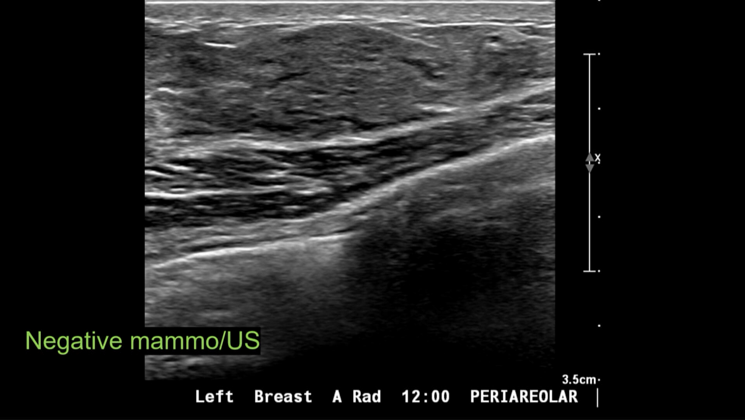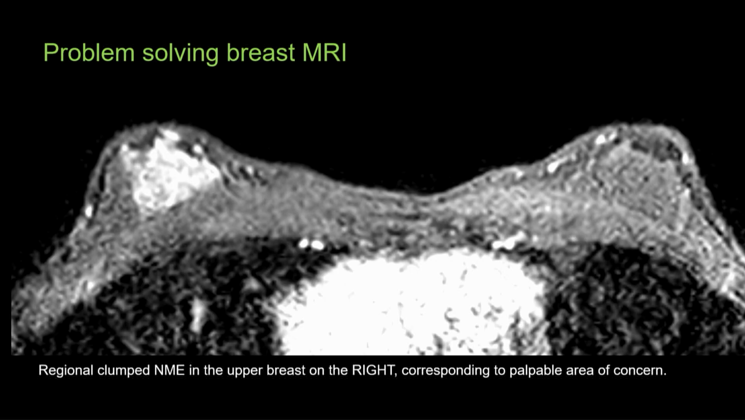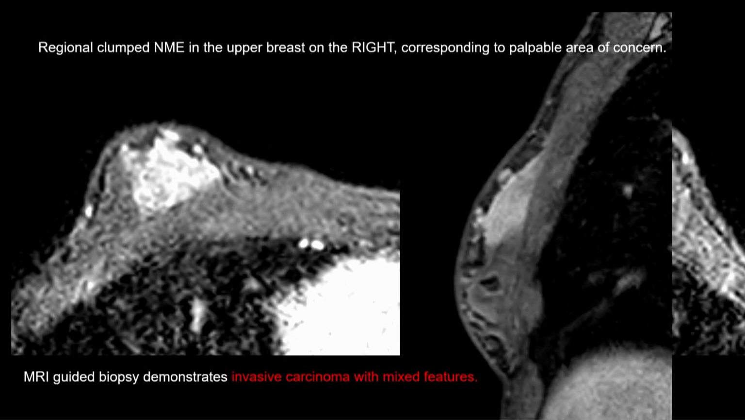The radiologist on the day did a nice physical examination and recognized that the palpability was suspicious and ordered a problem-solving MRI. And you can see here that there is regional clumped NME in the upper inner breast on the right, corresponding to that palpable area of concern. And you can see here the corresponding area on sagittal view, and this is an invasive carcinoma with mixed features. So again, do a physical examination, see how clinically suspicious the area is.